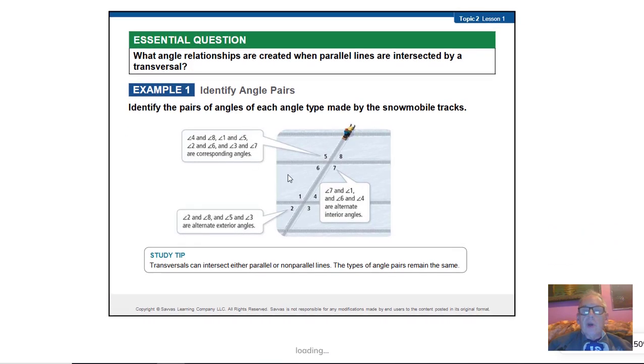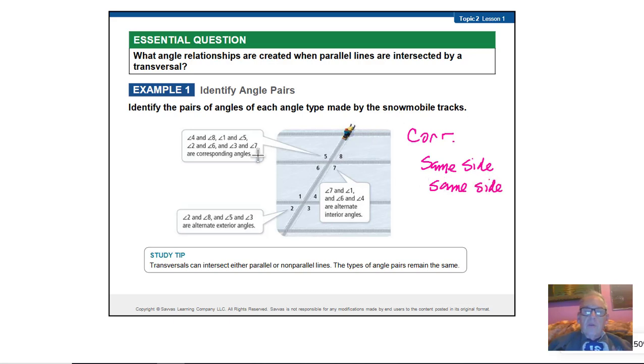So what angle relationships are created when parallel lines are intersected by a transversal? We want to identify angle pairs. Let's see. We have angles that we call corresponding angles. And I look at corresponding as same side, same side. So CORR for short, same side, same side.